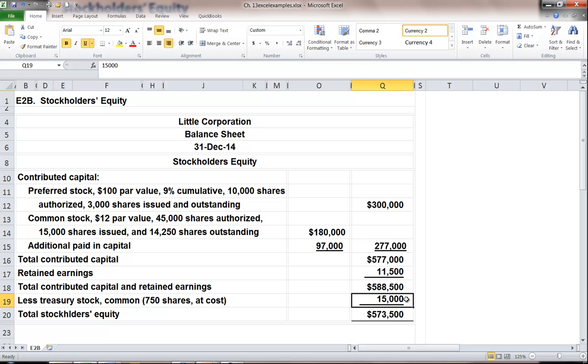Now the reason we're subtracting out the treasury stock is because when we have treasury stock, it's when the company goes out and buys back their own stock from the open market. So we've spent money to do that. So that has to be subtracted from the stockholders' equity section of the balance sheet. So once we do that, we are left with a total stockholders' equity of $573,500.